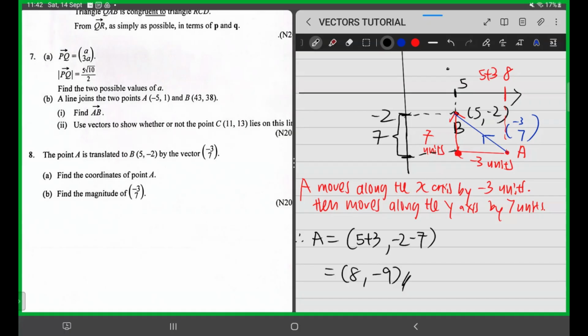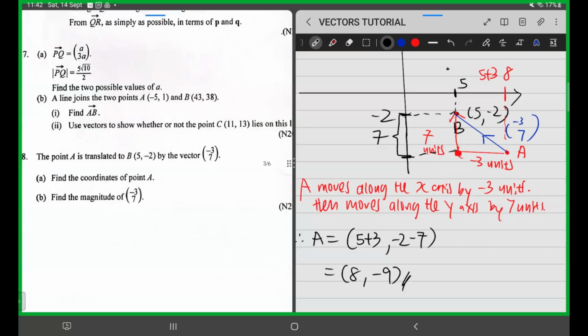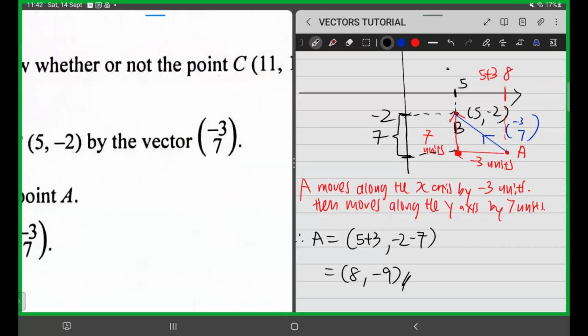Translation of vectors, all it means, if you're confused by translation of vectors, then don't think of it as vectors. Just think of it as moving a point along the x-axis and y-axis by how many units. If the vector is negative 3 or negative any number, that means it's moving to the left along the x-axis. If it's positive, then it's moving to the right along the x-axis. If the value for the y-axis is positive, that means it's moving upwards. If the value is negative, that means it's moving downwards.